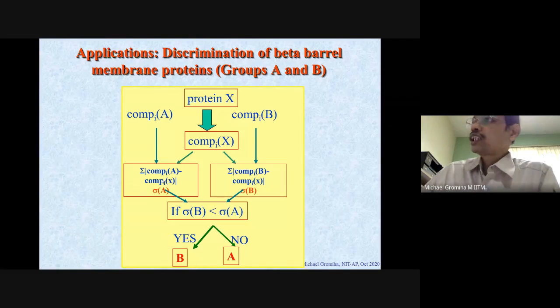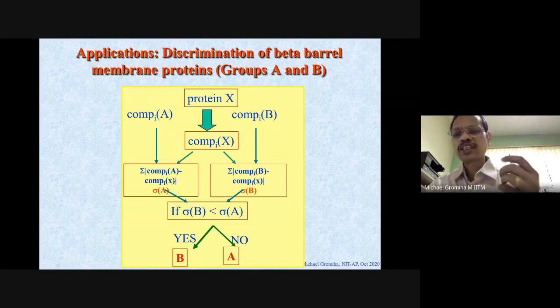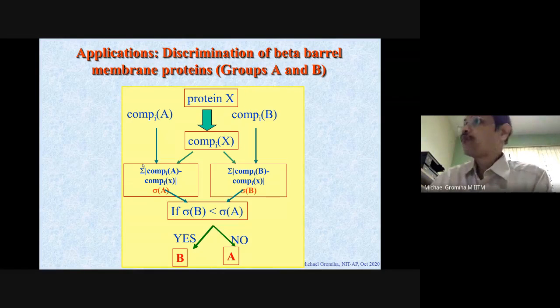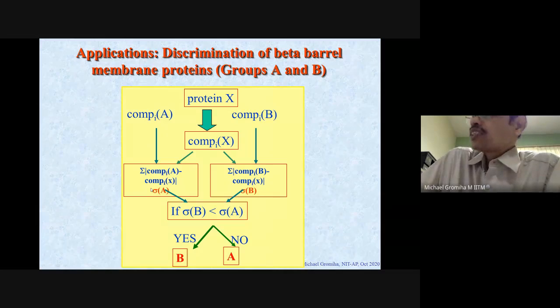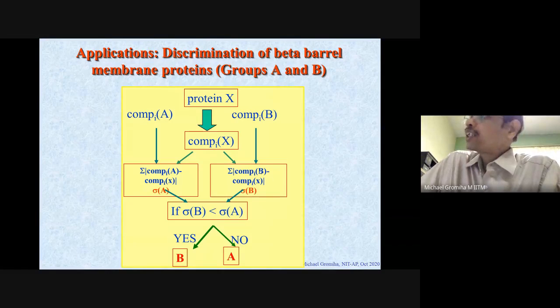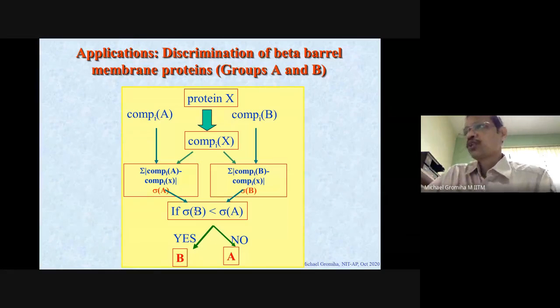So either you take the absolute, or you can take the square root of the summation of squares. So you can do that. Fine. So you take the difference. That is sigma A, and then the same X we compare with B. That is sigma B, right? So now we compare the total sigma of A and sigma of B, right? If the sigma of B is less, right, then the protein belongs to which group?